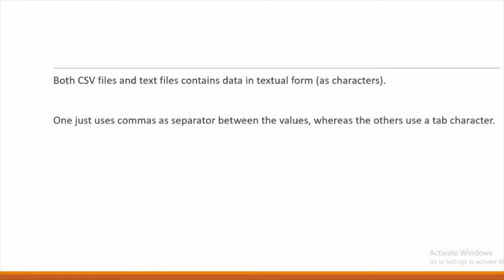Both CSV files and text files contain data in textual form, that is characters, but one uses a comma as the separator between the values, whereas the other uses a tab. The main difference between a CSV file and a text file is that a CSV file uses a comma to separate one column from another, whereas a text file uses a tab, that is a space, to separate one column from another.